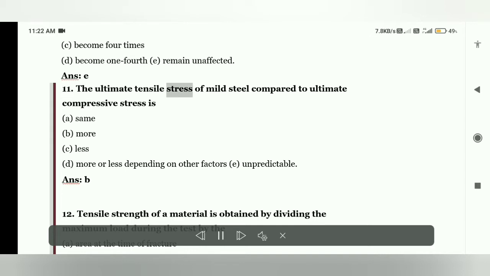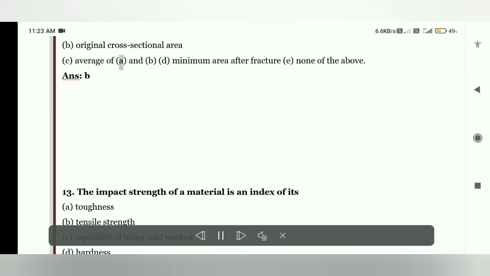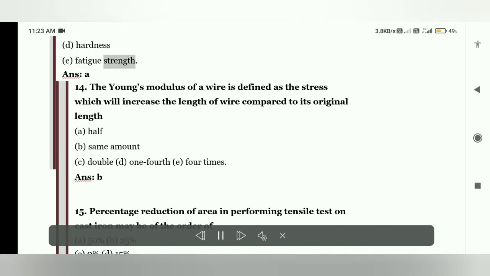11. The ultimate tensile stress of mild steel compared to ultimate compressive stress is same, more, less, more or less depending on other factors, unpredictable. Answer B. 12. Tensile strength of a material is obtained by dividing the maximum load during the test by the area at the time of fracture, original cross-sectional area, average of A and B, minimum area after fracture, none of the above. Answer B.